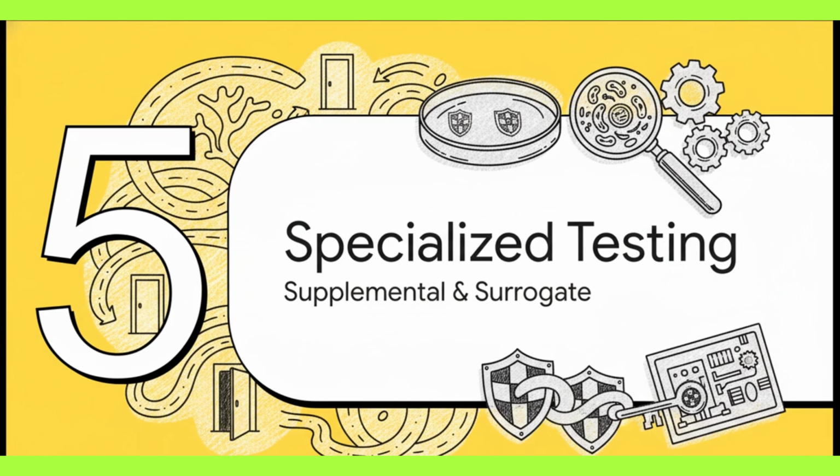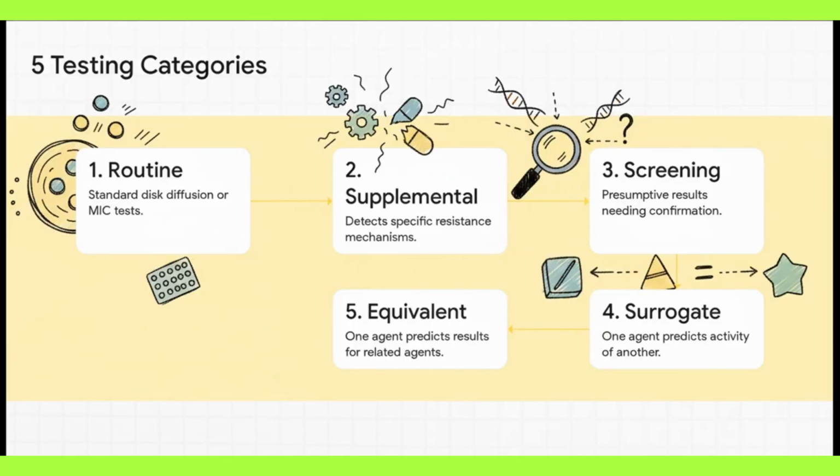So for our next section, we're looking at more specialized testing scenarios. We need these extra tests, supplemental, screening, and surrogate tests, to catch specific resistance mechanisms that our routine tests might miss. So here are the main types of tests in our toolbox. You've got your routine tests, your everyday workhorses. Then you bring in a supplemental test when you need to look for a very specific resistance mechanism. A screening test can give you a quick hint that something might be going on. And then you have surrogate and equivalent tests, which, as we've seen, are just really smart ways to use one drug to tell you about another.